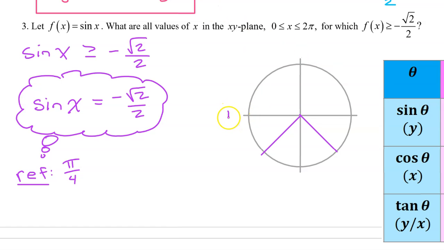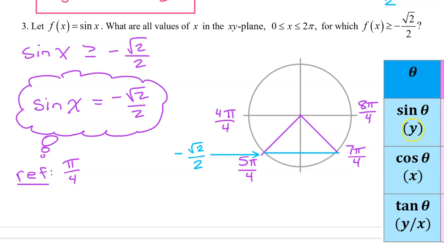We can think of pi as 4 pi over 4, so this angle in the third quadrant is 5 pi over 4. We can think of 2 pi as 8 pi over 4, so this angle in the fourth quadrant is 7 pi over 4.